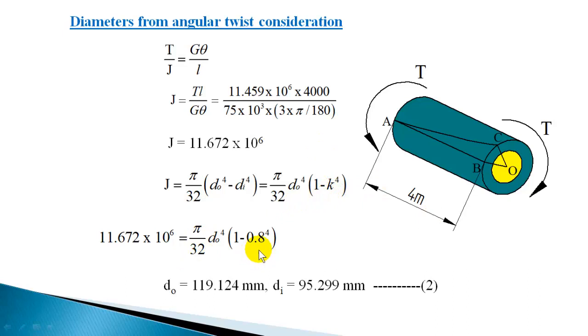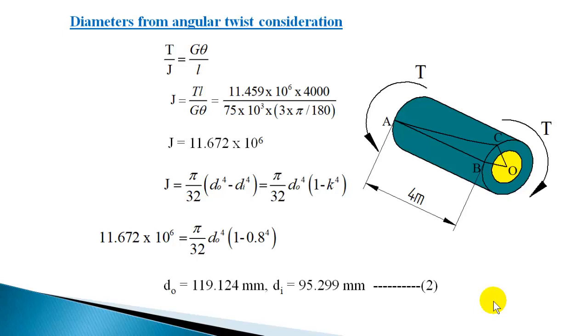So we can substitute that and find out the diameter of the shaft. The outer diameter we will get as 119.124 mm. Once you get the outer diameter, you can multiply that with 0.8, which will give the inside diameter as 95.299 mm. So this is another solution to satisfy the angular twist. It is only satisfying the angular twist, whereas the previous solution was satisfying only the maximum shear stress. Now both should be satisfied.